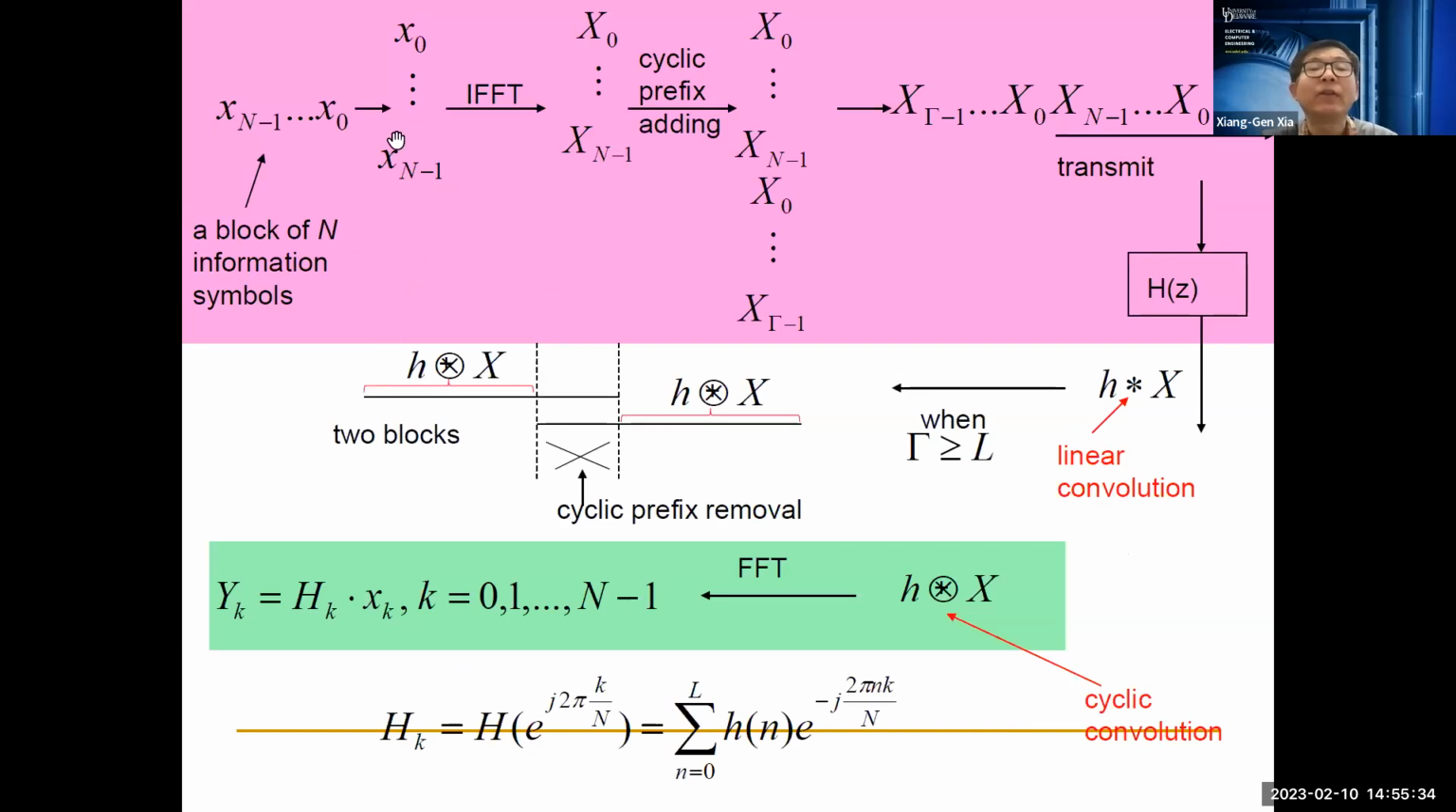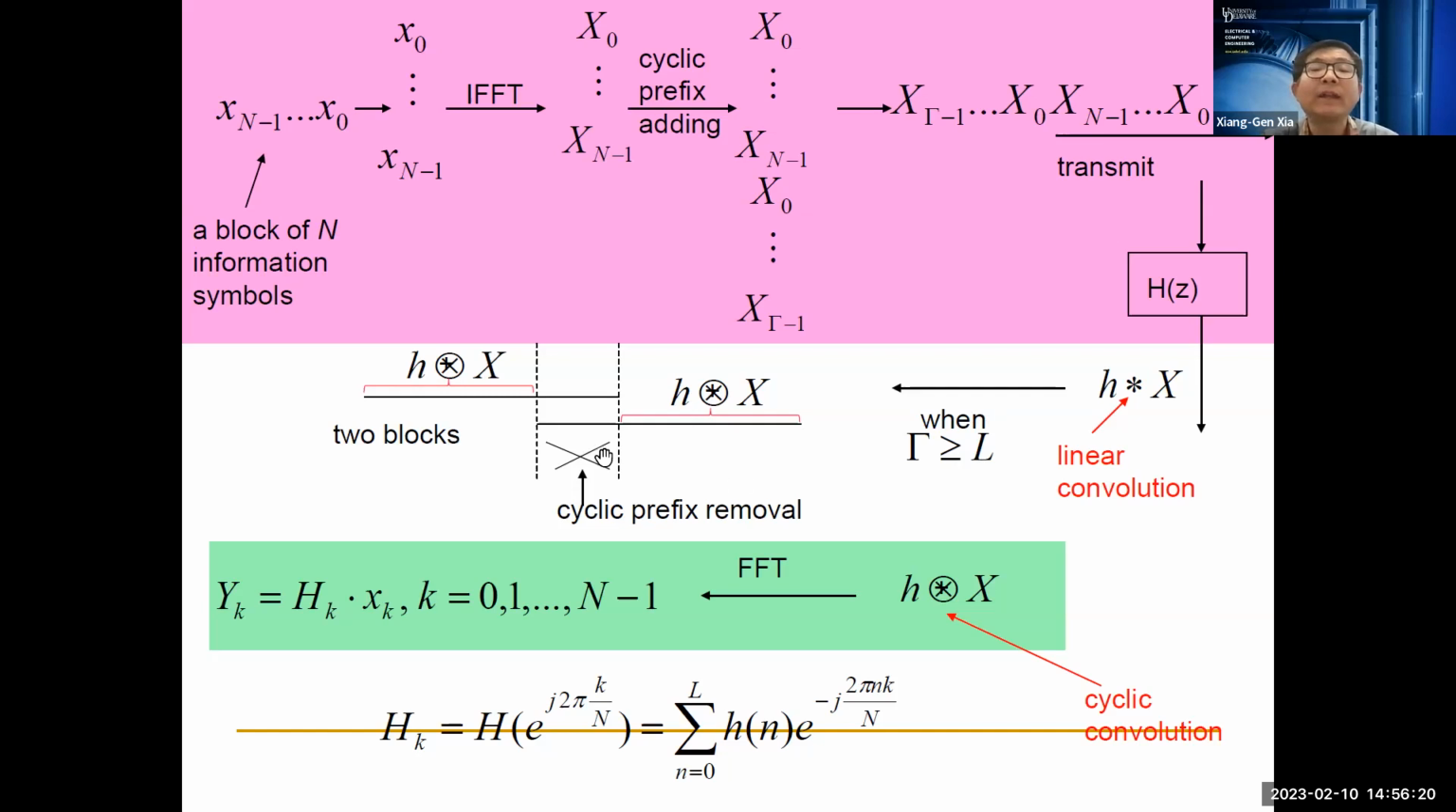And mathematically, this is the formula here. You get capital N symbols to transmit, then after the N-point IFFT, you get, in the time domain, capital N symbols. You add a CP here, capital gamma symbols, and then you convert it into a serial sequence, then you transmit through a linear time-invariant system, an intersymbol interference system, which is a linear convolution. Okay, and after the channel here, the CP length gamma is more than or equal to capital L, the number of multipaths minus one, right?